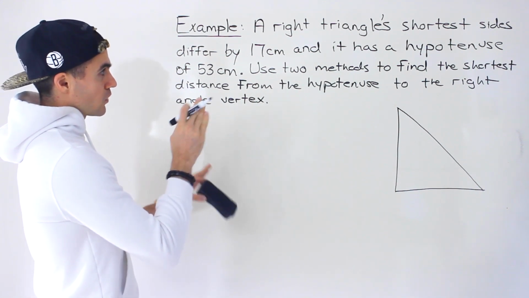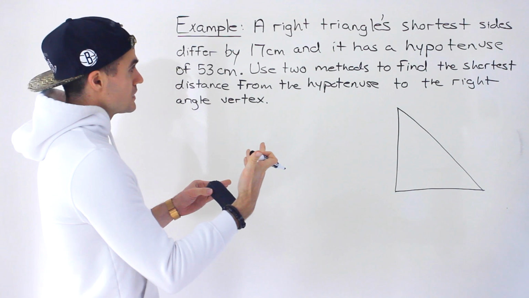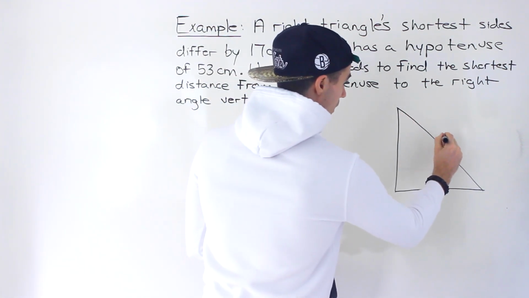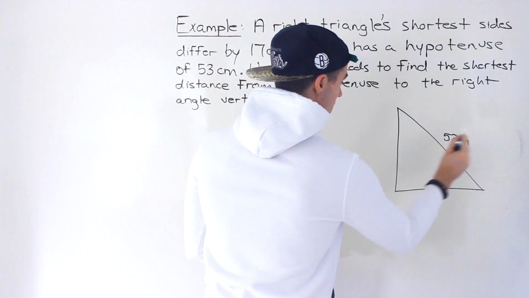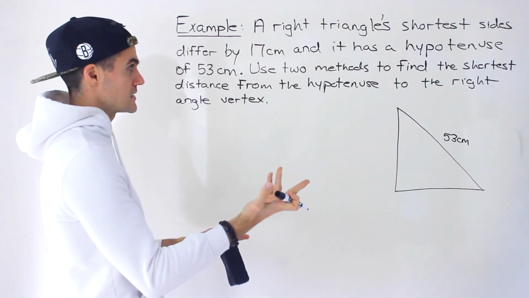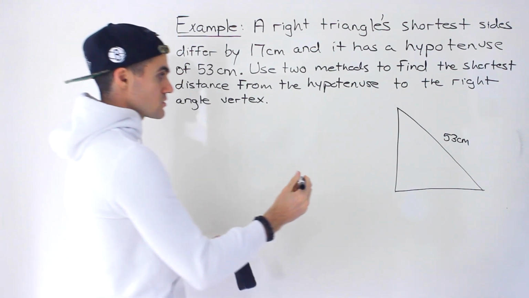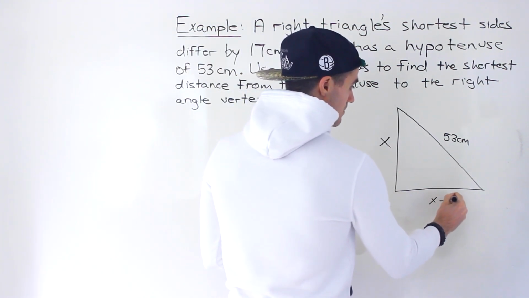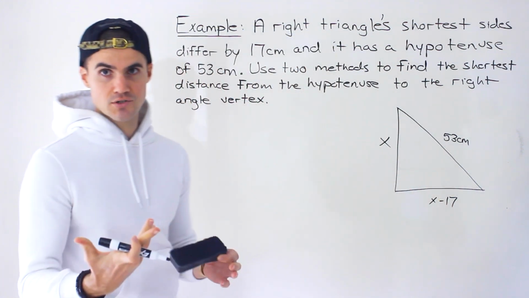Now, we're obviously going to have to find the sides. We are given the length of the hypotenuse, which is 53 centimeters. But notice that we don't know what these sides here are, but we know that they differ by 17 centimeters. So for example, if we let this side be x, we can let this side be x minus 17. And that's where the quadratics are going to come into play.